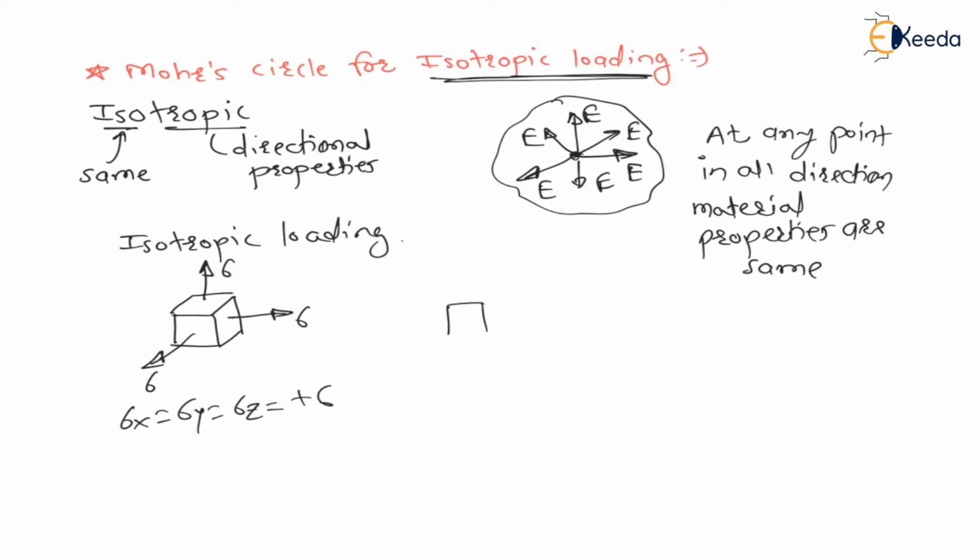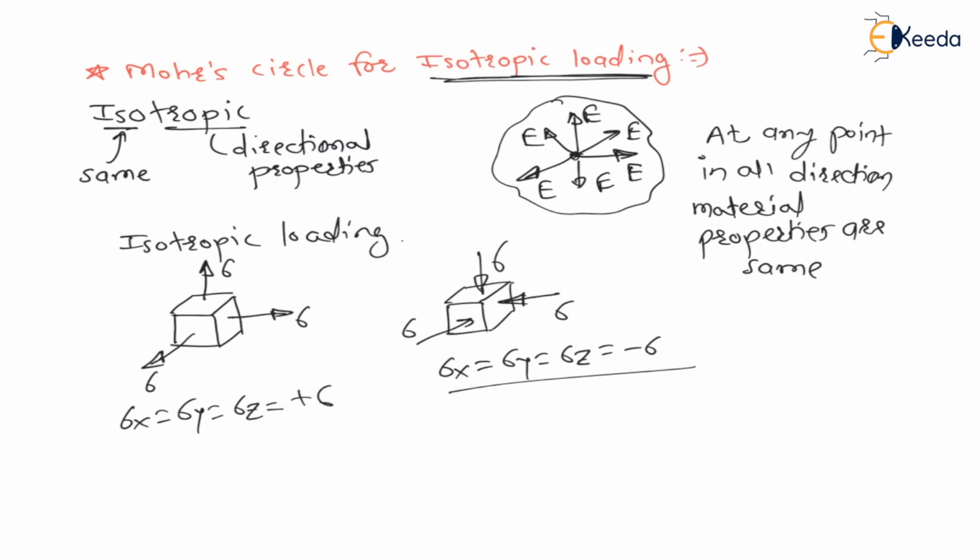Again, let us consider the same three-dimensional element. Let us say along the x-axis it is compressive stress, along the y-axis it must be compression, and along the z-axis it must be compression of the same magnitude. That means sigma x is equal to sigma y is equal to sigma z is equal to minus sigma. Such type of loading is called isotropic loading.